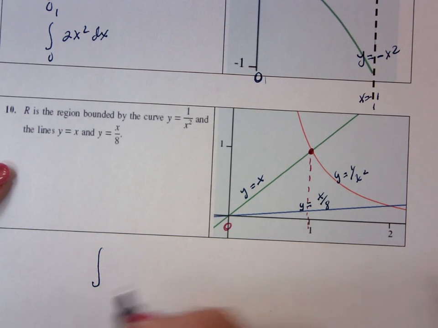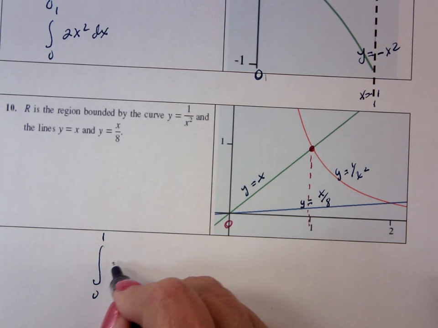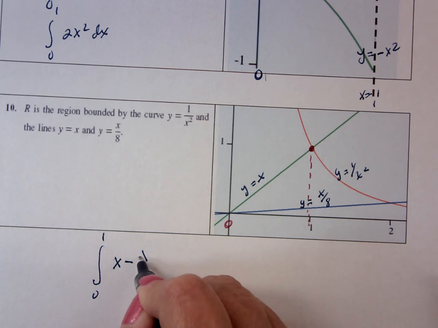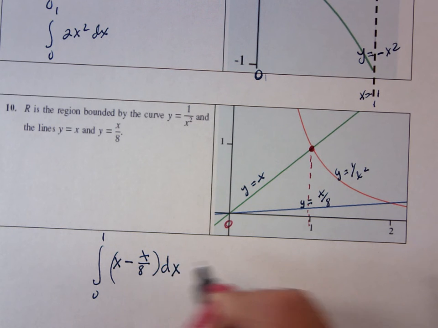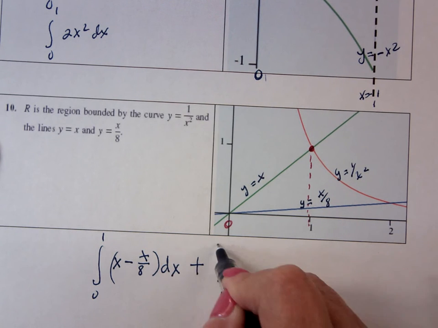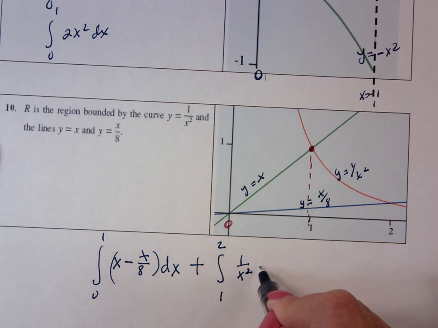First integral goes from 0 to 1, where the upper curve is that green one, x, and the lower curve is x over 8. Then you're going to add to it the second one, which goes from 1 to 2, where the upper curve now is 1 over x squared, and the lower curve is x over 8.